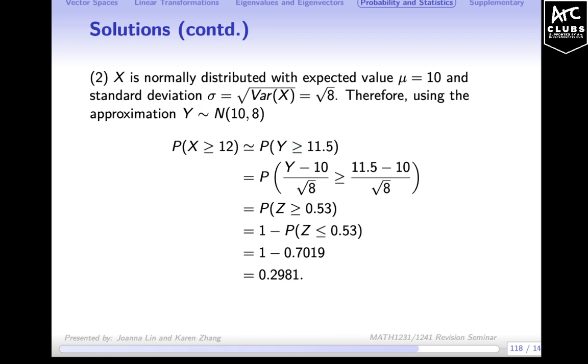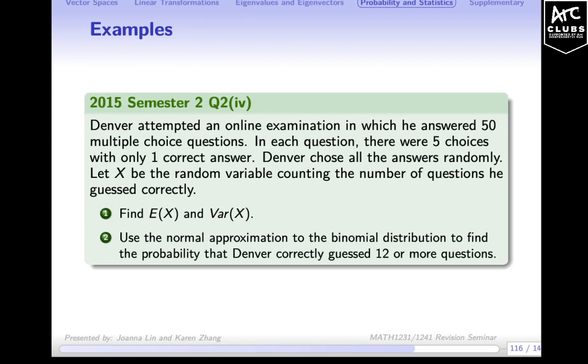Okay, so here, just subtracting off our mean, which is 10, and our standard deviation, square root of 8, we have this value right here. And again, if we want to refer to our table of values, we need the complement, so you just take 1 minus the probability of Z less than or equal to 0.53, and referring to your table, you have this probability here. Right, so 29.81% chance that Denver correctly guesses 12 or more questions.